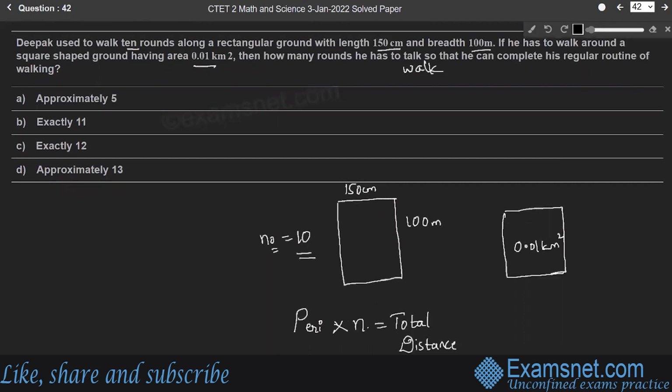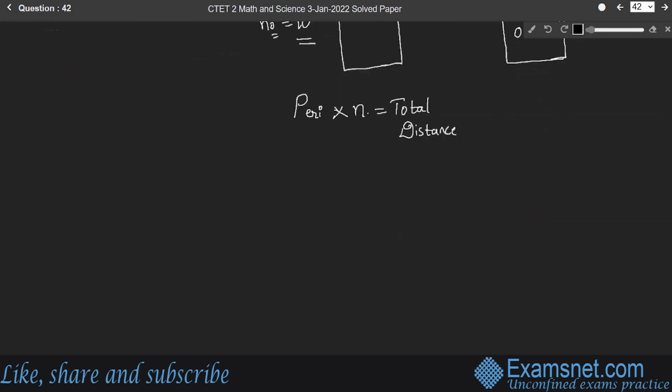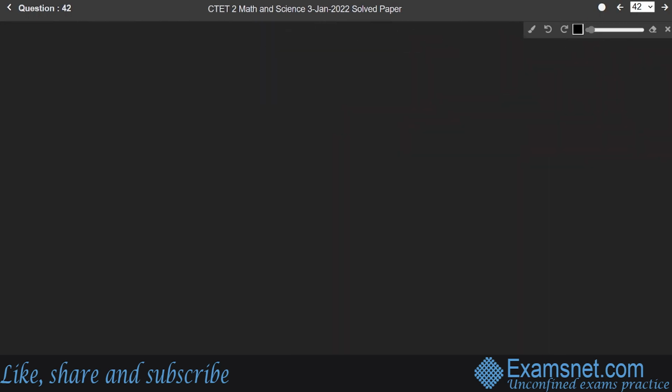If the same distance is covered by Deepak around a square-shaped ground, then the number of rounds is equal to the total distance divided by the perimeter of the square, right? So our first step is finding the perimeter of the rectangular shaped ground, then the total distance, then the perimeter of the square shaped ground, then the number of rounds, right? Let us go step by step.